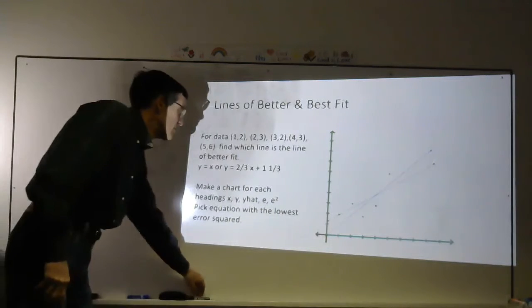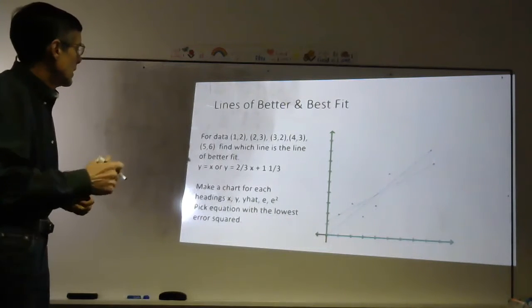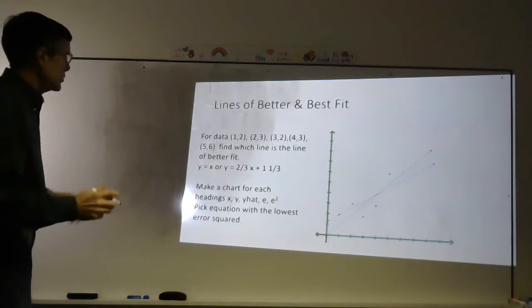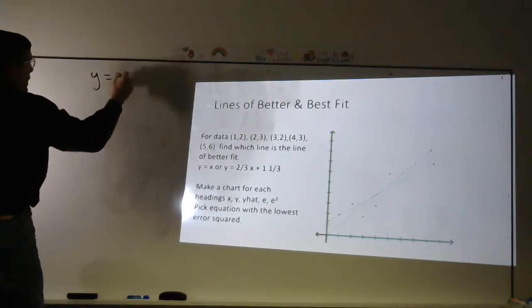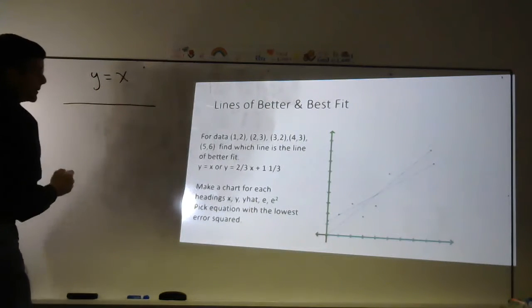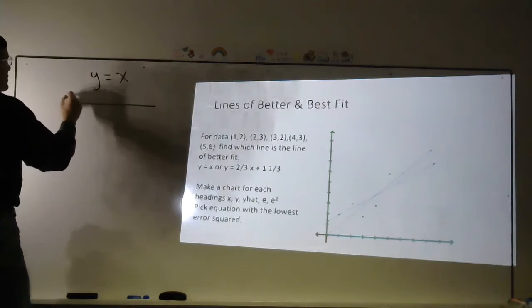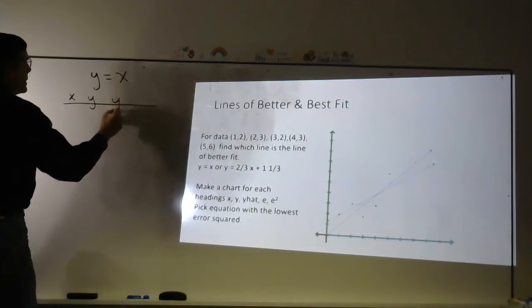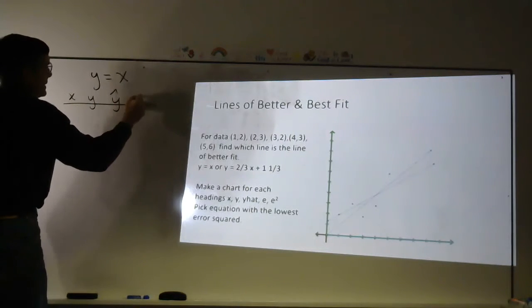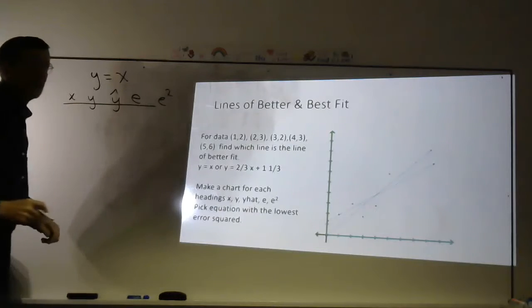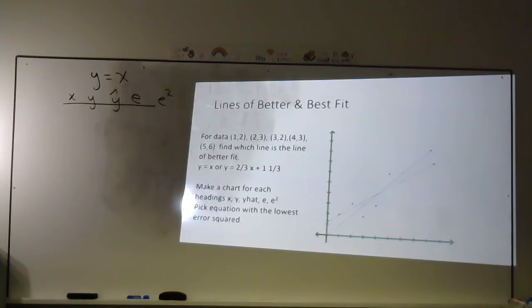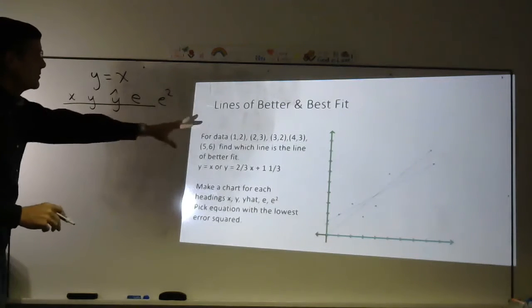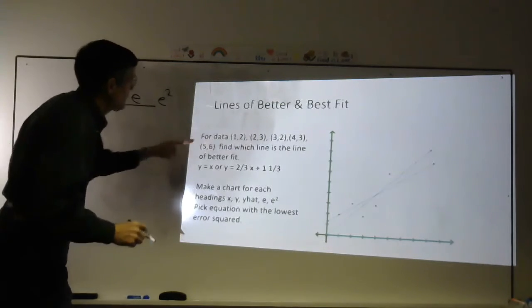All right, so exactly how do you do this? You have to make a chart for each equation, okay? So let's do the first one. Y equals x. We're going to make a chart, and the chart has headings of x, y, y hat, e, and e squared. It kind of looks like the chart we made for standard deviation when we did error and error squared, okay?